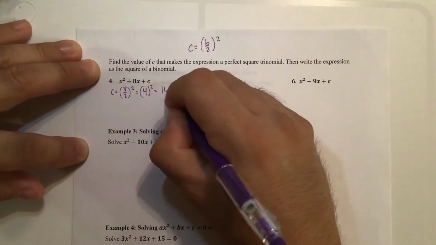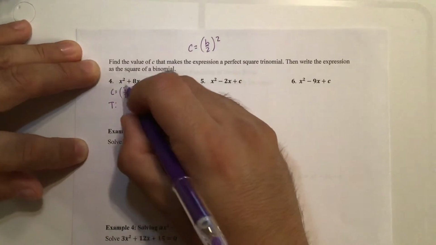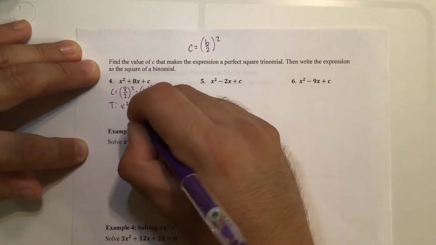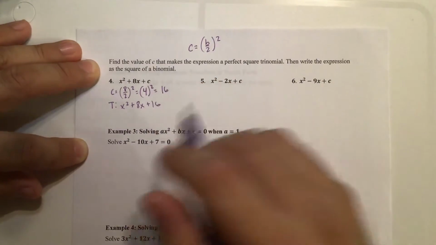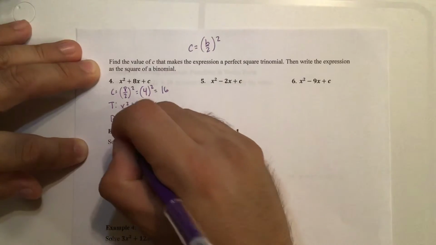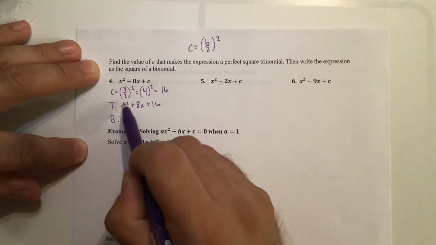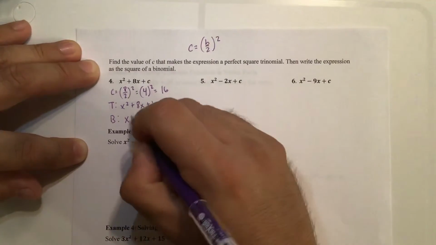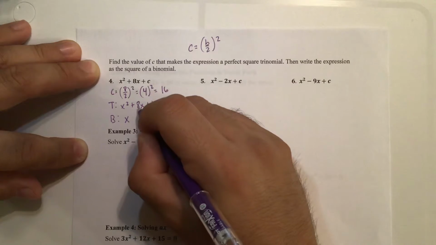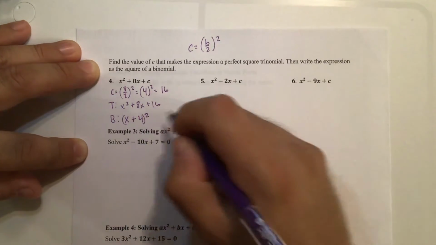4 squared is 16. So my trinomial, and put a t for trinomial, is going to be x squared plus 8x plus 16. Okay, now for my square of a binomial, again, we're going to do the shortcut. The square root of x squared is x. The square root of 16 is 4. x times 4 is 4x. Double it, you do get 8x. So middle symbol, parentheses, squared.